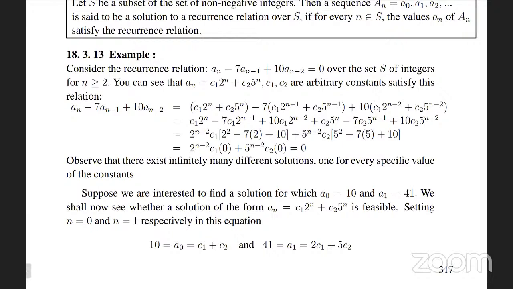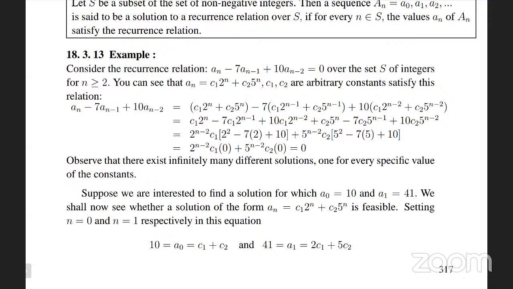This is called the solution of the recurrence relation, how it can be identified. Sometimes you will ask what C1 and C2 are. You already took an = C1 2^n + C2 5^n. So for identifying C1 and C2, he will give some conditions.